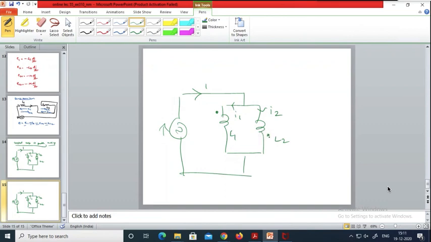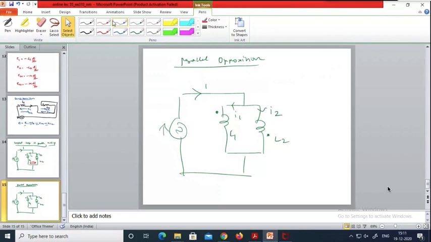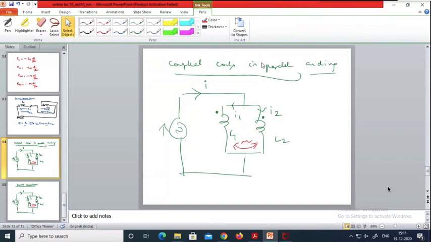Current is leaving the dotted terminal on L2, and current is entering the dotted terminal on L1. Okay, so this is how we can distinguish. This is parallel opposition. Here also you can have mutual inductance, and here also you can have the mutual inductance.